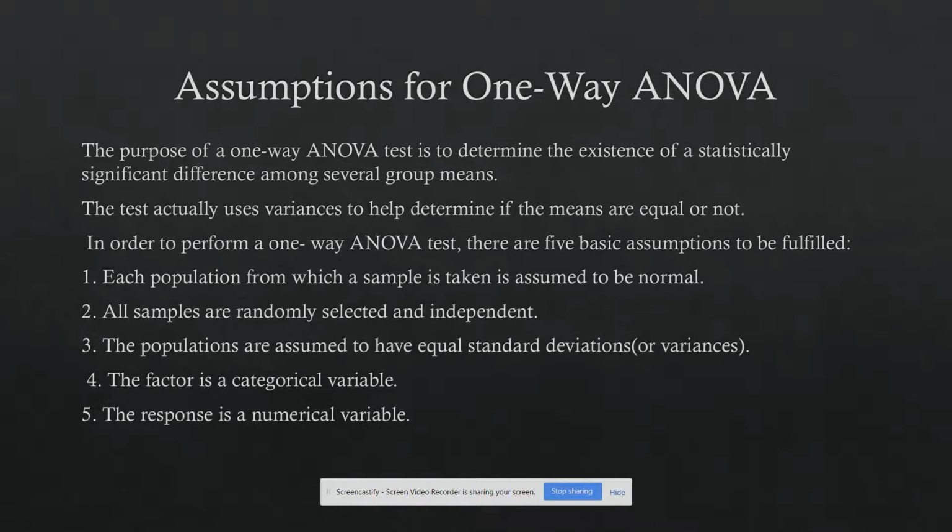So here are the 5 basic assumptions. Each population from which a sample is taken is assumed to be normal. So that normal distribution curve again. All the samples are randomly selected and independent. The populations are assumed to have equal standard deviations or variances. The factor is a categorical variable, and the response is a numeric variable.